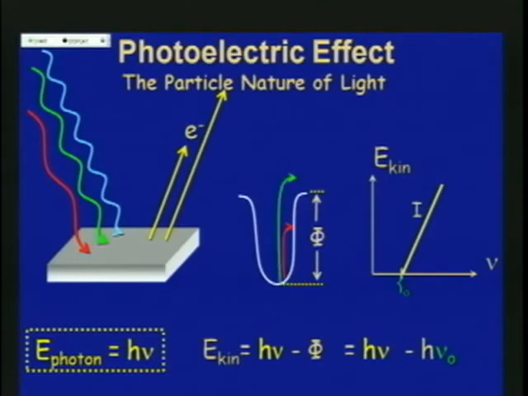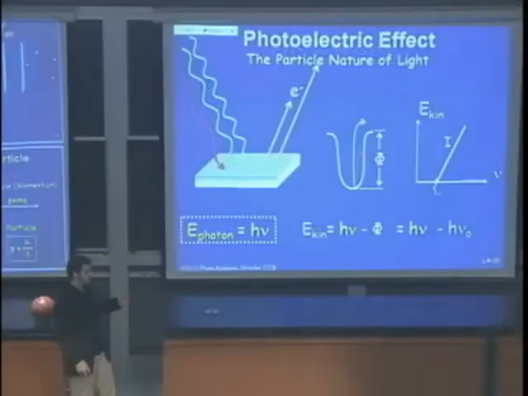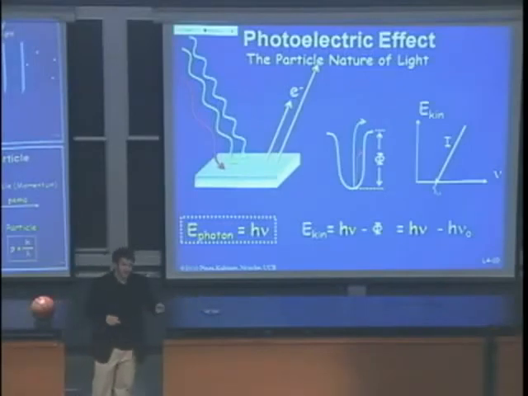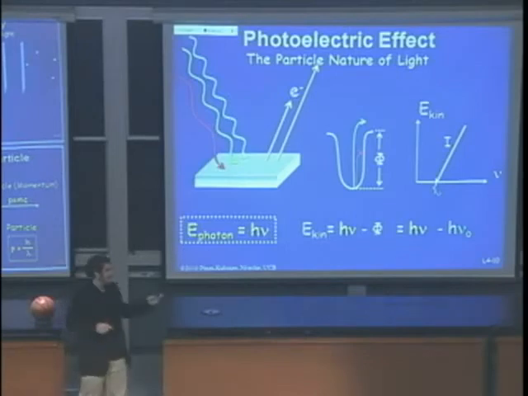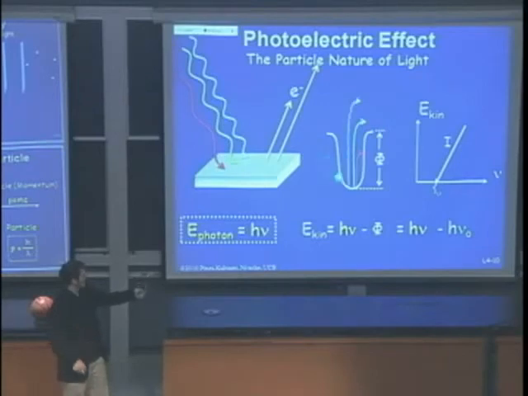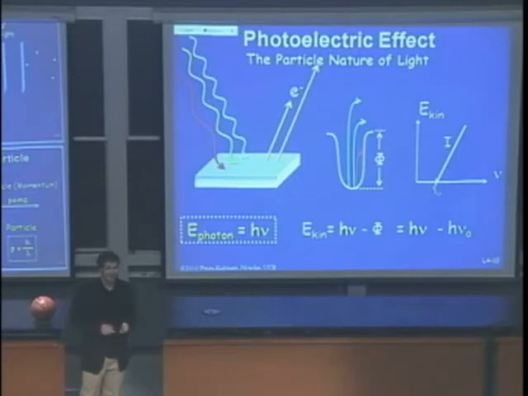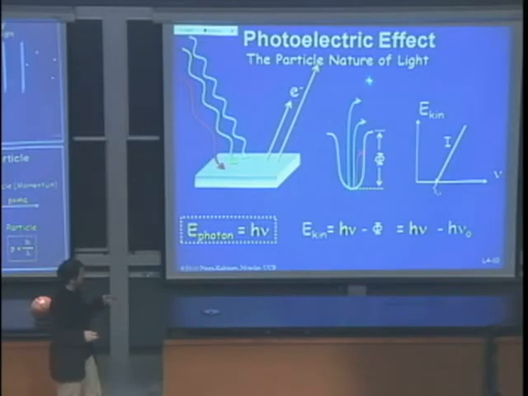But if I move to green now, I'm above this threshold. So it's able to get out of the well, and it's still got a little energy left over that it can go and do what it wants with, right? This green here is just above the threshold frequency. And if I put in blue, that just kicks the electron way out of that well, and it's got a ton of kinetic energy to work with. Okay? So that's how this was explained by Einstein.